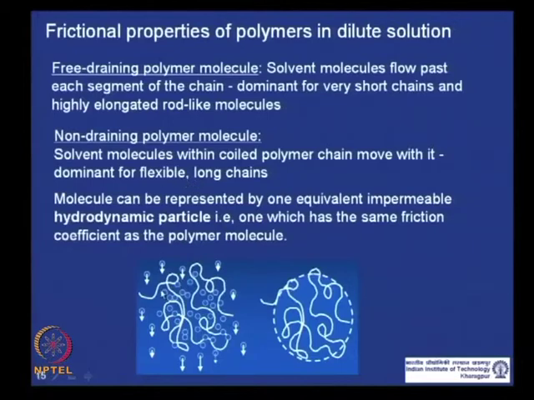That happens for large flexible polymer chains, long chains, and this polymer molecule can be represented by one equivalent hydrodynamic particle, which has the same friction coefficient as the polymer molecule. This is the case for most of the polymers we deal with; we mostly deal with large flexible polymer chains. If that polymer moves through a solution, it takes the solvent molecules along with it. So, we consider most flexible polymer chains as non-draining, and the polymer coil is thought of as an impermeable spherical particle.